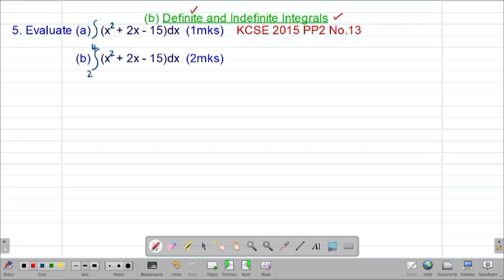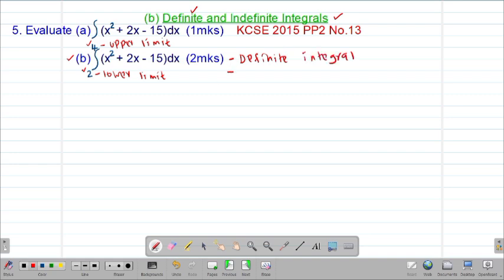A good example is part B. We can see that we have the limits of integration, that is from 2 up to 4. This one we call the lower limit of integration. Then this one we call the upper limit of integration. So an integral whose limits of integration are defined, we call a definite integral. So part B is clearly a definite integral.